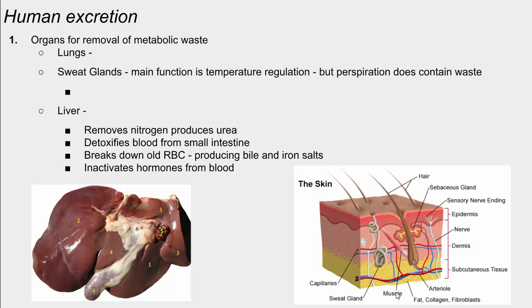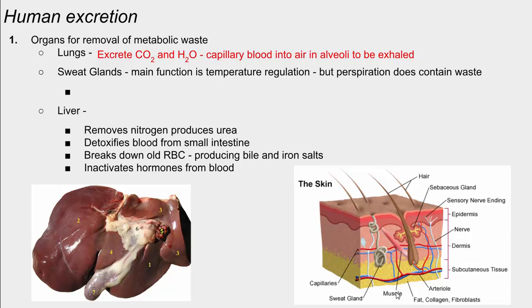Humans get rid of their metabolic waste in a few different ways. Besides taking in oxygen, our lungs excrete carbon dioxide, but also water. As our blood vessels, capillaries, surround the alveoli of our lungs, those air sacs, carbon dioxide and water diffuse into that air, and then we exhale it. So our lungs are an excretory organ.